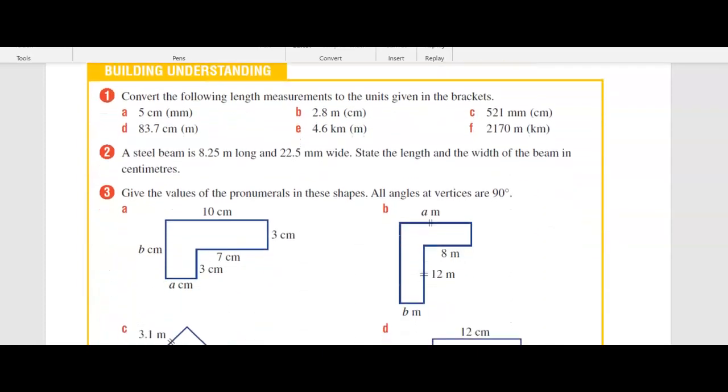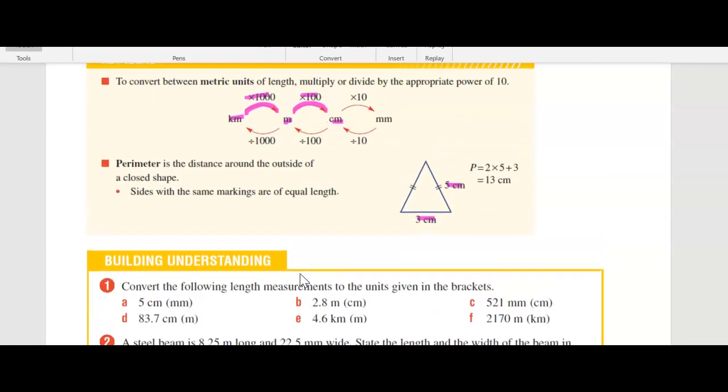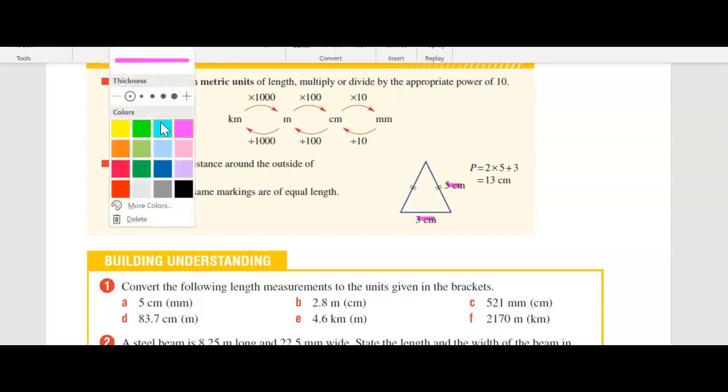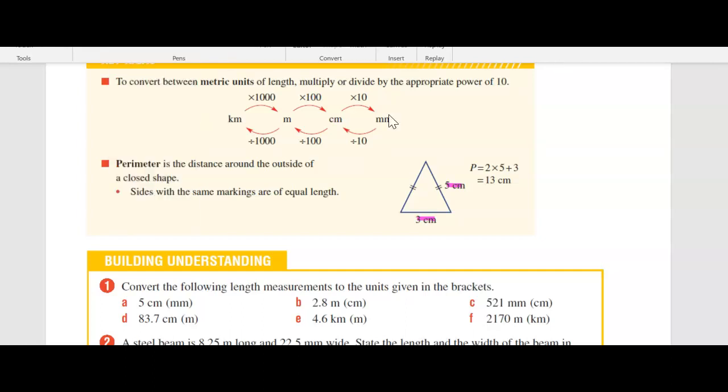All right, so let's have a look at some building understanding questions. Convert the following length measurements to the units in the given brackets. The first one, we're going from centimeters to millimeters. Let me just erase all this pink stuff all over here. So we're going in that direction, so we're going to multiply it by 10. 5 times 10 is 50. So 5 centimeters is equal to 50 millimeters.